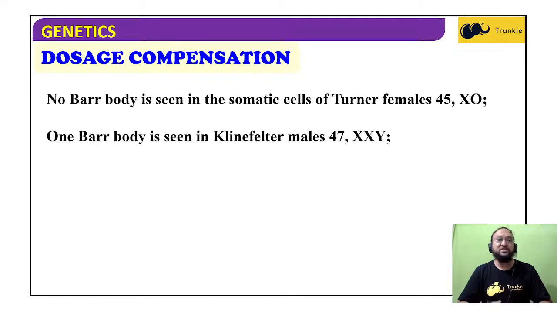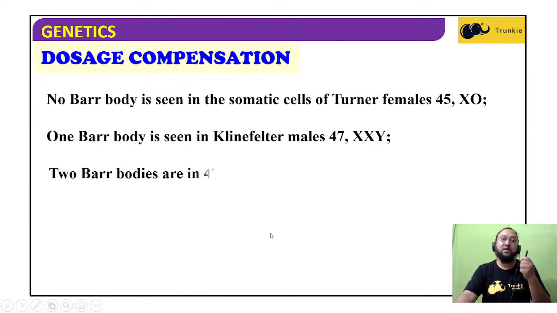One Barr body is seen in Klinefelter syndrome, because there are two X chromosomes and a Y chromosome. If there were three X chromosomes, there might be two Barr bodies. But here we find only one Barr body in Klinefelter syndrome, because there are two X chromosomes. This is also an abnormality, where one chromosome is extra. It is more than 46; here 47 chromosomes are there.